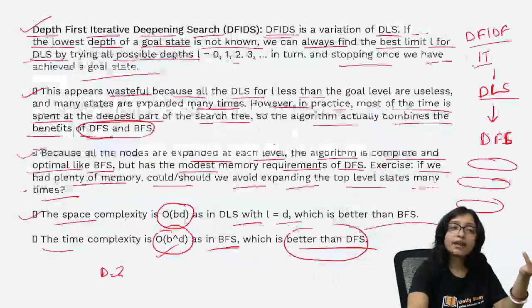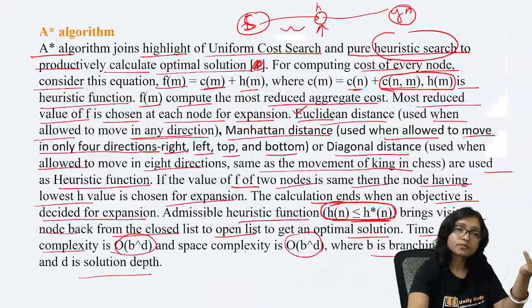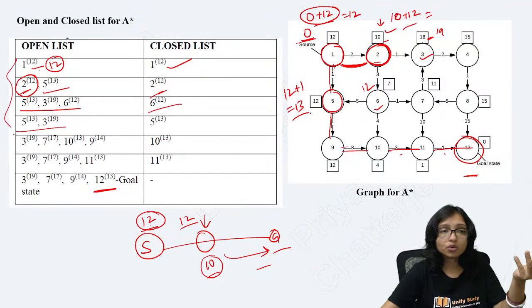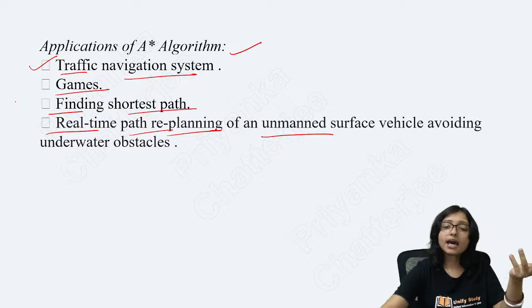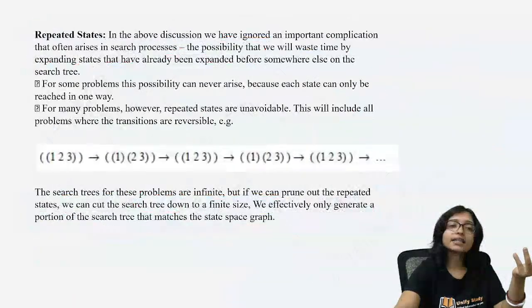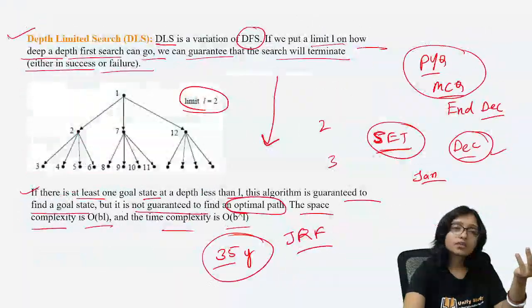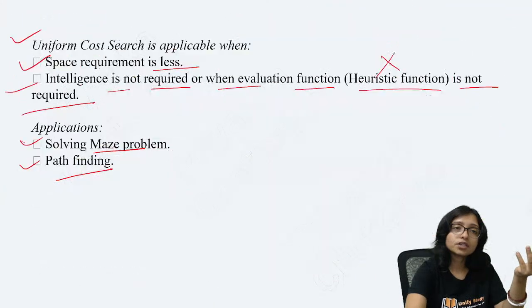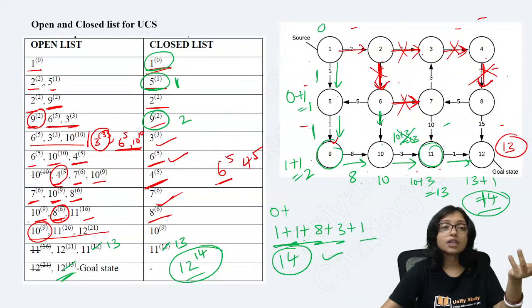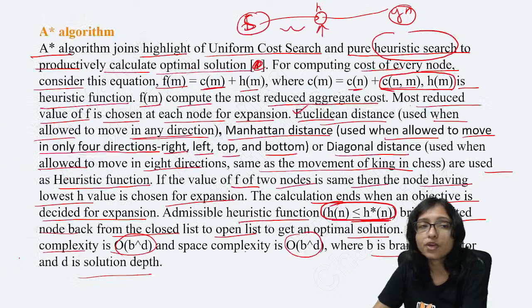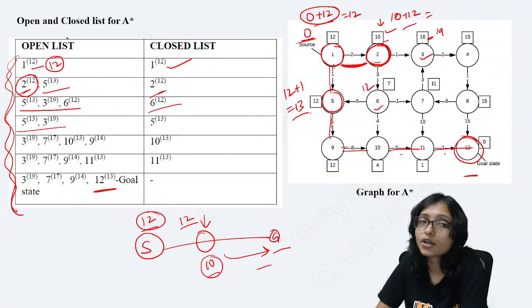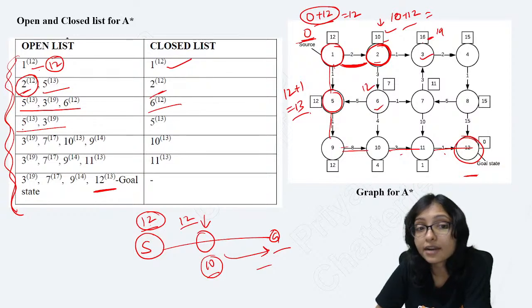If you came here to the comparison, here it was required to expand so many nodes. But in the A star algorithm, where is the A star? This is the A star. Uniform search is this one. In uniform search there were so many nodes to expand, but when we came to A star, then a smaller number of nodes are there to expand. That is the advantage here.